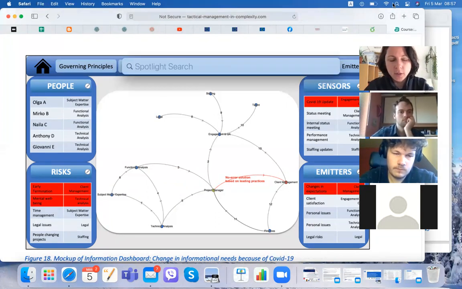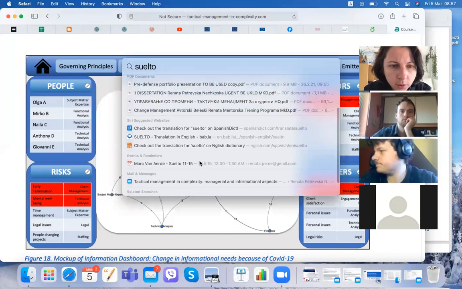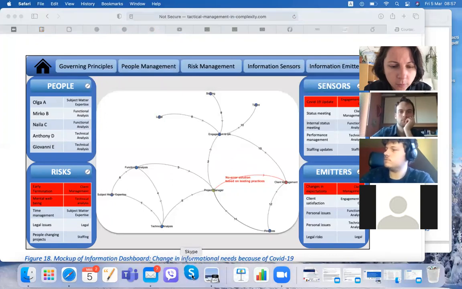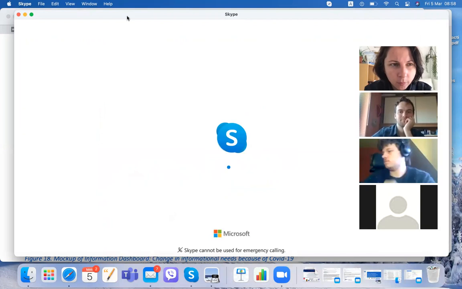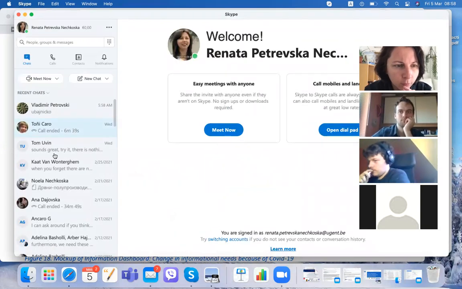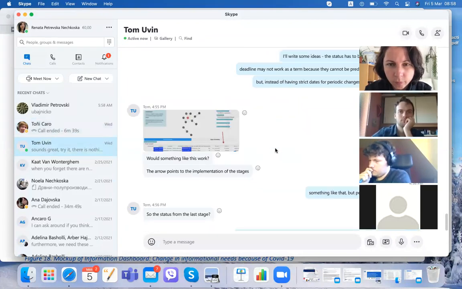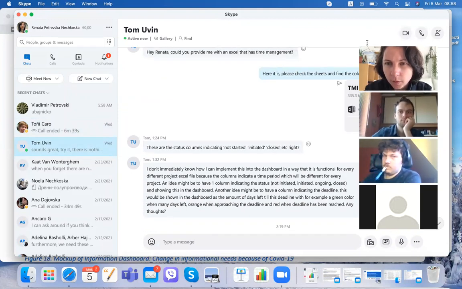Let me see whether I downloaded it. I have another computer, so I put everything in the drive. I need an Excel something. Maybe here. I was sending it to Tom. One more. There is another call. Here it is. Maybe.